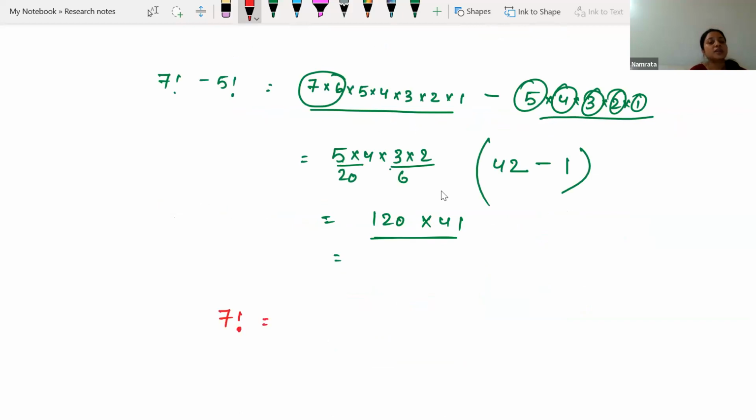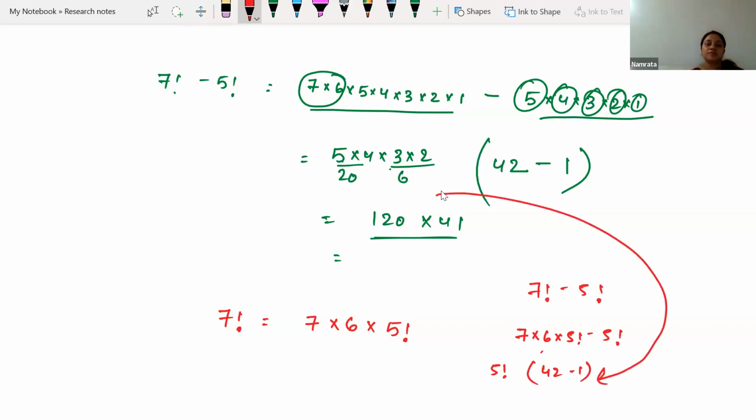7 factorial can be written as 7 into 6 into 5, 4, 3, 2, 1. Can I write it as 5 factorial? Yes, ma'am. We can write it, right? 7 factorial ko aise bhi likh sakte hain. 7 into 6. 6 ke baad kya likhte hain? Hum log 5 likhte hain, fir 4 likhte hain, fir 3 likhte hain, fir 2 likhte hain, fir 1 likhte hain. Usi ko to 5 factorial bolte hain. Yes or no? Yes, ma'am. So this concept we can use over here. If we are having 7 factorial minus 5 factorial, we can say 7 factorial can be broken into 7 into 6 into 5 factorial, minus 5 factorial. Yahan se 5 factorial common, 6, 7 times 42 minus 1. The same calculation will be getting over here.